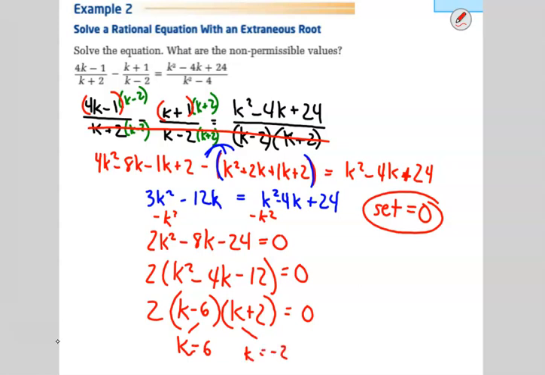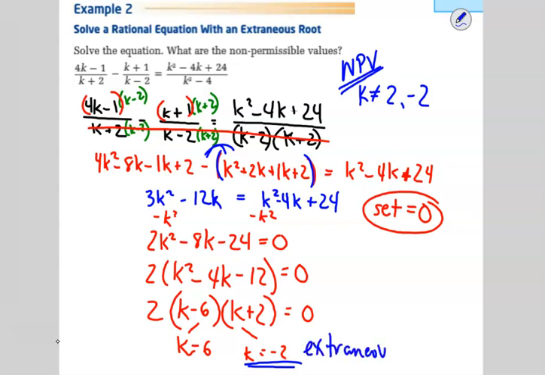Now, we have to go back to our original question and check with our non-permissible values. So I see that I have a k cannot equal 2 or negative 2. Uh-oh, wait a second, I got down here that k does equal negative 2. So since negative 2 is non-permissible, that's going to be an extraneous value. But the k equals 6 will end up working when you check it. So you only need to check the k equals 6 because the other one we already know is extraneous.